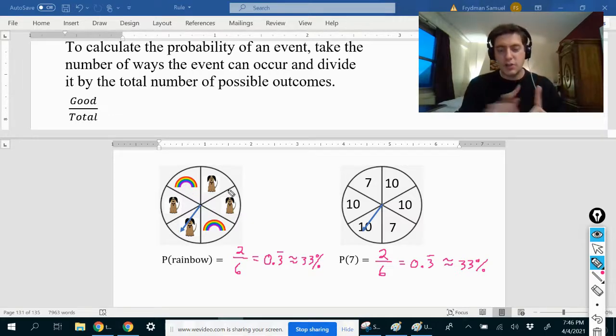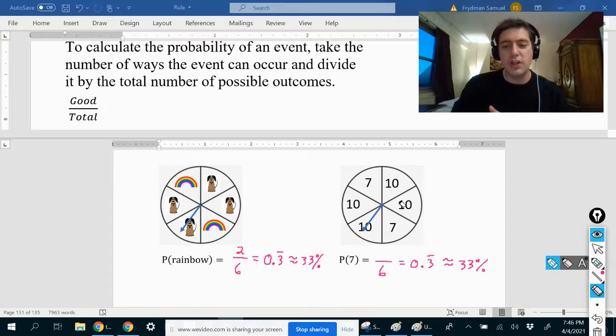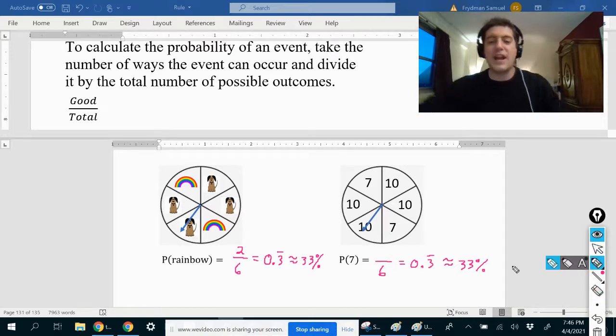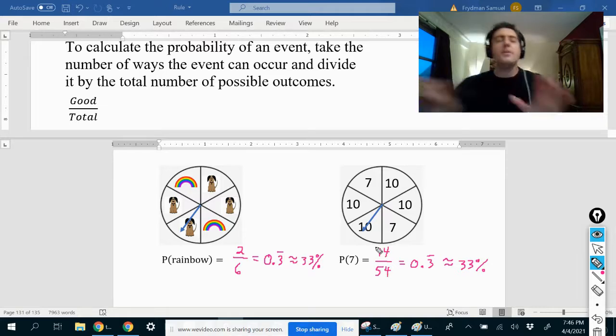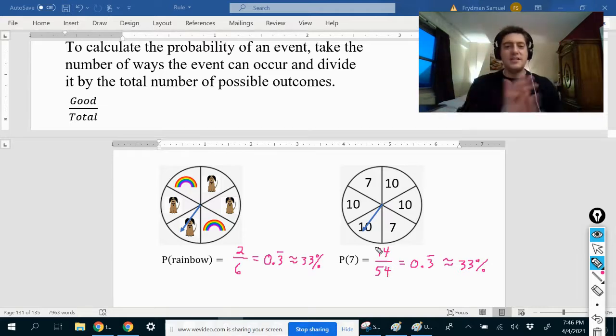Because what a lot of students will do in a situation like this is, if I say, what's the probability of getting a 7, instead of writing 2 here because there are 2 7s, they'll try to add up all the 7s, and they'll say, oh, 7 plus 7 is 14. And maybe in the denominator, they'll try to add up all of these numbers. Oh, 10 plus 10 plus 10 plus 10 plus 7 plus 10. So that's going to be 54. And then they'll do 14 over 54. But that is wrong. That is incorrect.